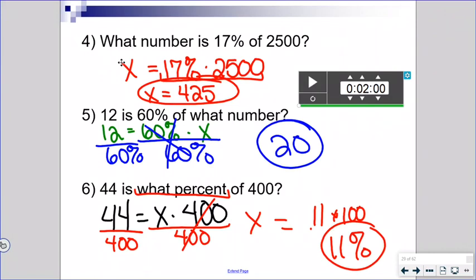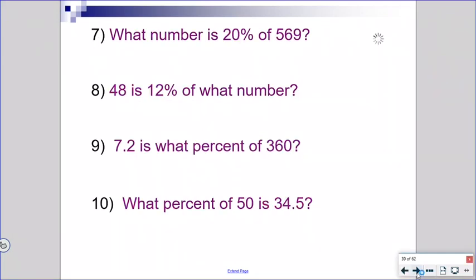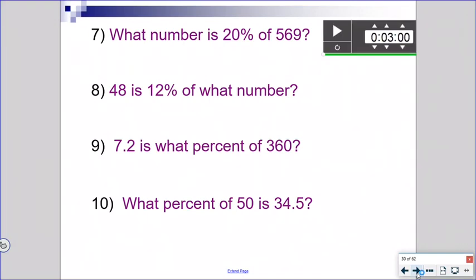Oh, that was fun. No more. Just kidding. 4 more. Try these on your own. I know the timer says 3 minutes. Pah! I'll give you like 5. Go.